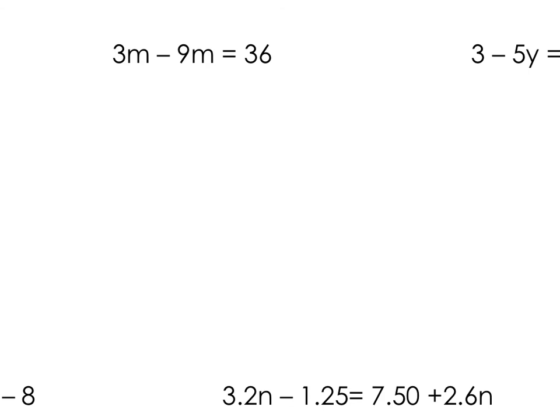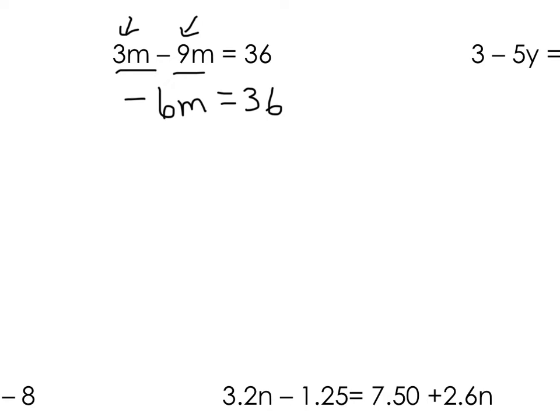3m minus 9m, those are like terms, so we can combine them. You have 3 of them minus 9 of them. That gives you negative 6m. Notice that when you're combining like terms, you simply add or subtract the numerical coefficients, the numbers out front. You begin with m's, you end with an m.